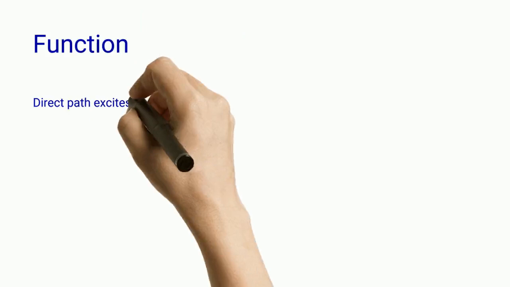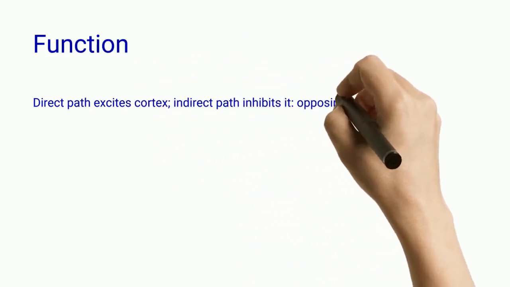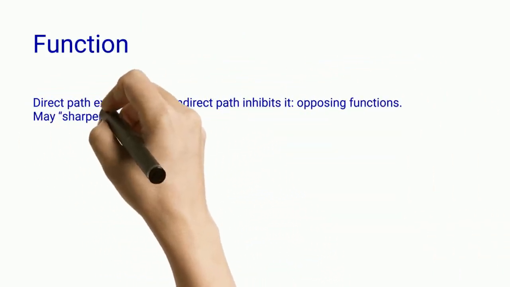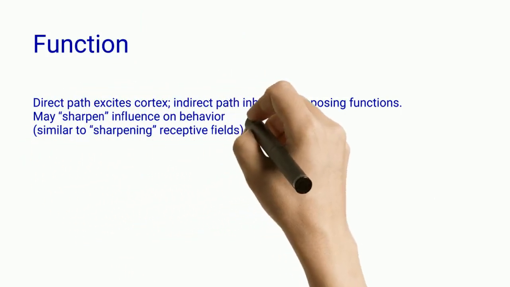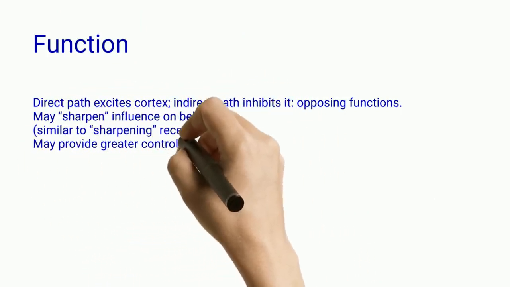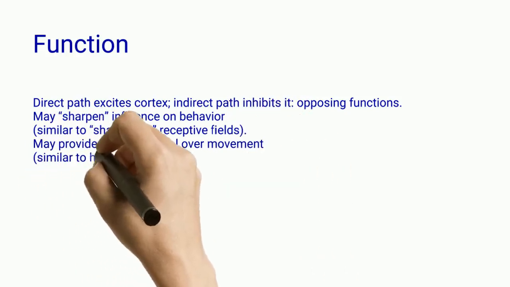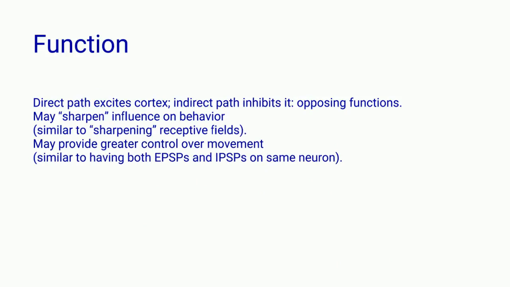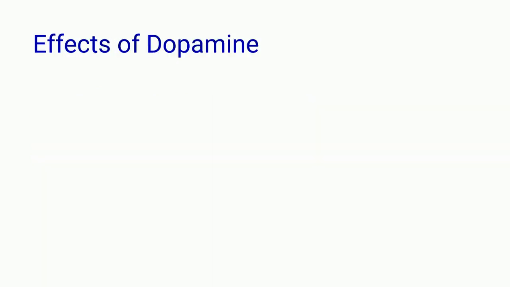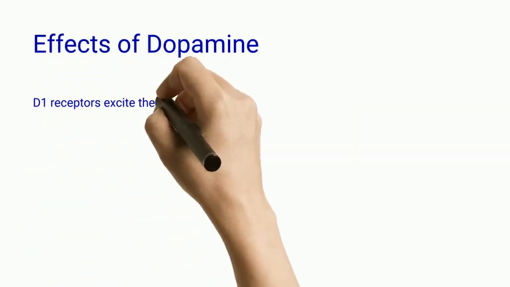So what might the function of these pathways be? We've learned that the direct pathway excites the cortex, and the indirect pathway inhibits it. So these are two opposing functions, which might serve to sharpen motor control or give more discrete control over motor functions. So what is the role specifically of dopamine?